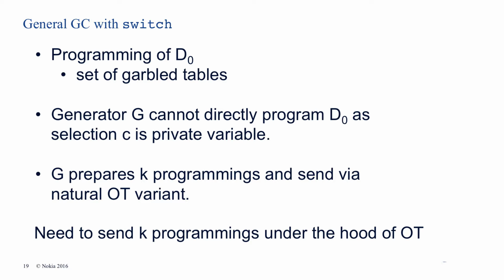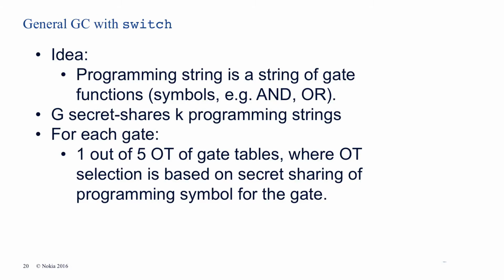Instead, we are going to do 1 out of K OT on the programming string, where the programming string is very short. I'm going to do an OT where I send you a programming string where each symbol tells you which gate is going to be evaluated. And then you use that information to run OT and select the right garbled table.